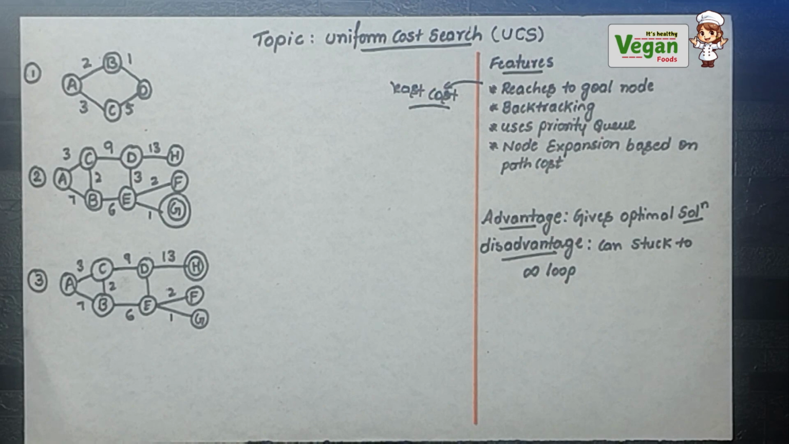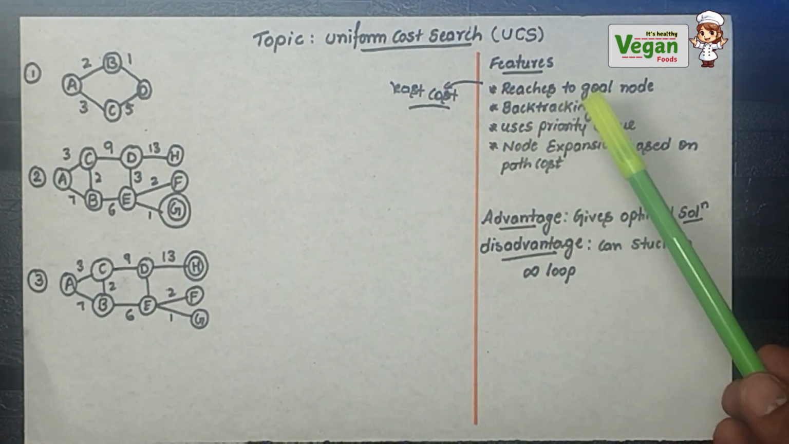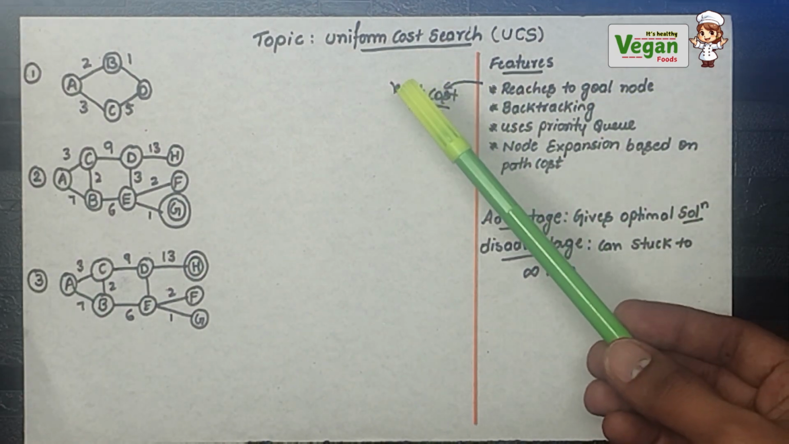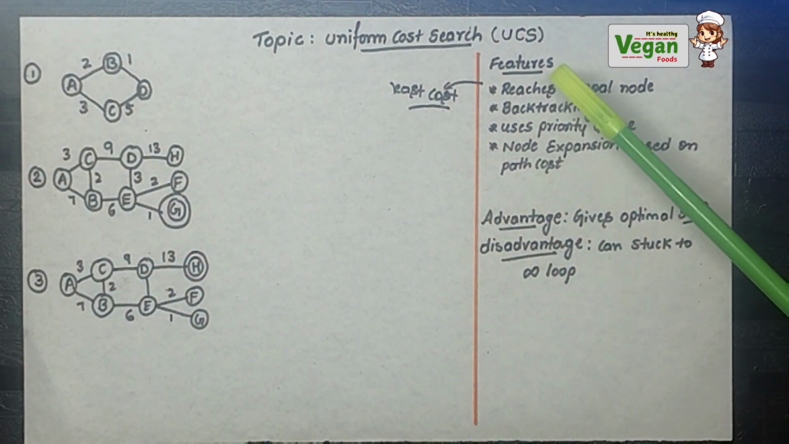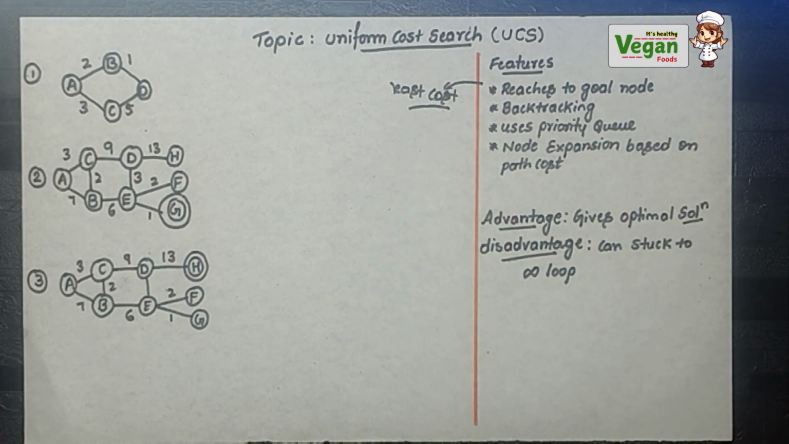If we look at the features of the uniform cost search algorithm, it is used to reach the goal node with the least cost, that is, with the minimum cost we must reach the goal node. And backtracking is allowed in uniform cost search.